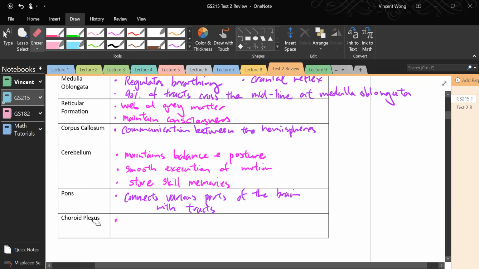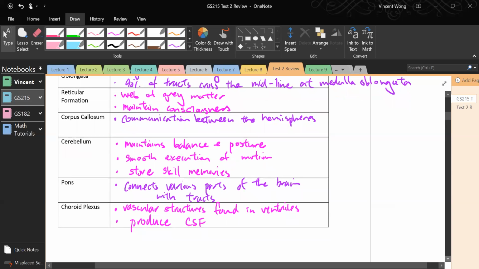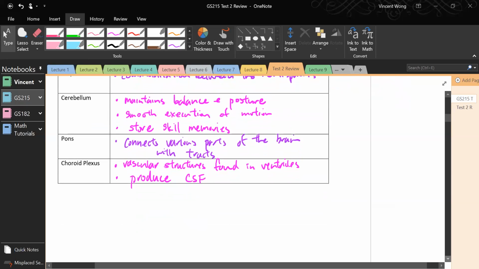Next one, choroid plexus. Choroid plexus are these vascular structures. Vascular means it has blood vessels, right? Vascular structures found in the walls of ventricles. Okay, and the function is to produce cerebrospinal fluid, CSF. It has the ependymal cells, if you remember, which make the CSF.